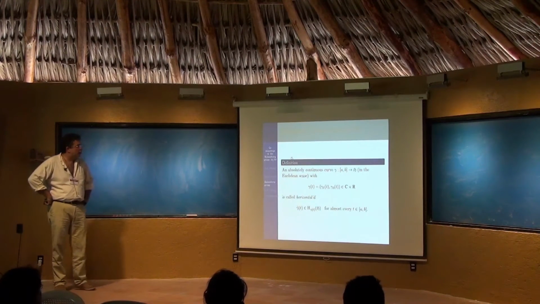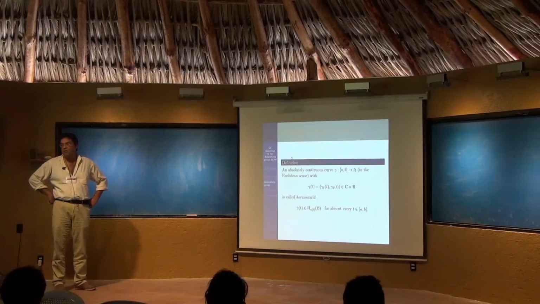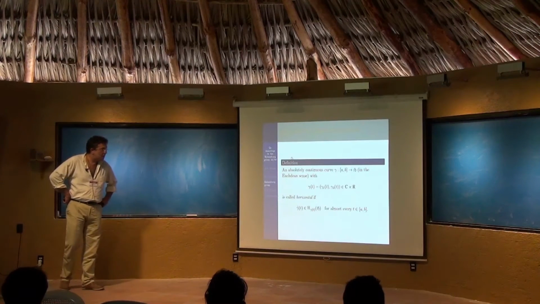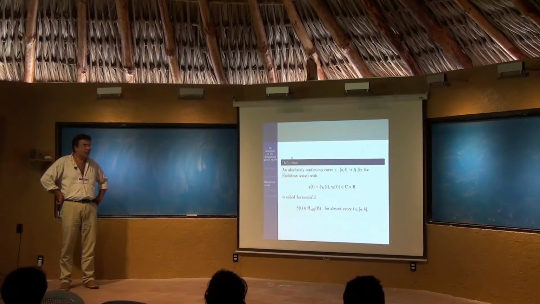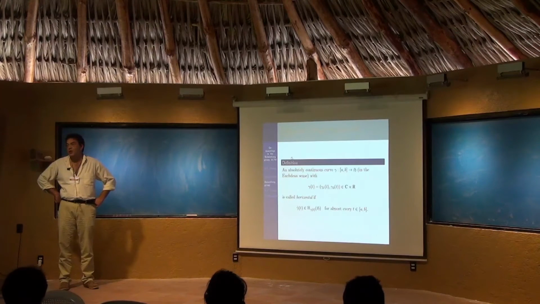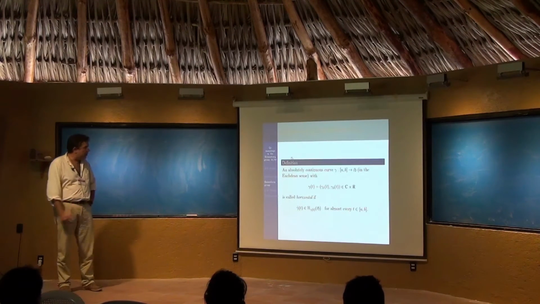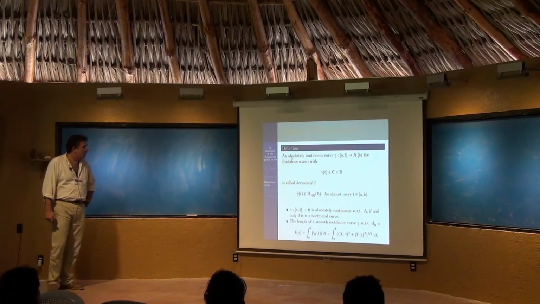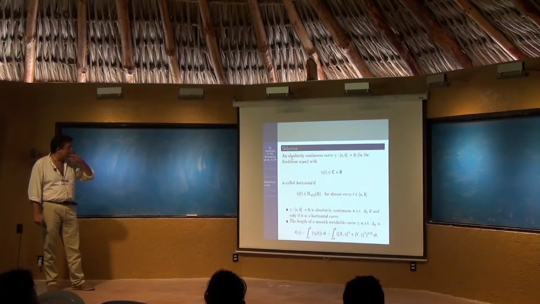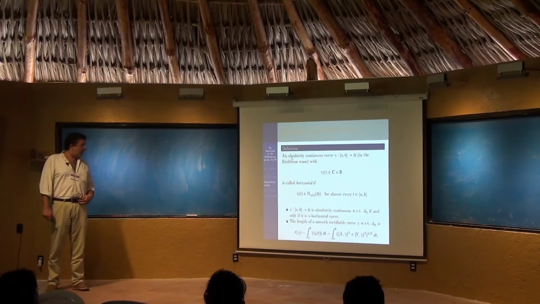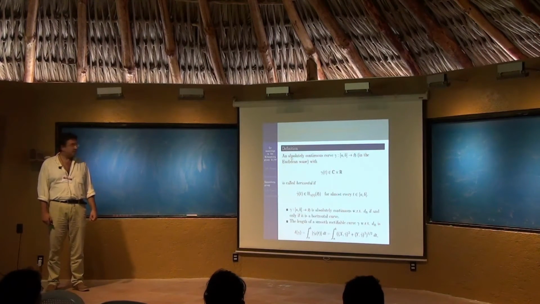We have to talk about horizontal curves here. An absolutely continuous curve is horizontal if its derivative is in the horizontal space of the Heisenberg group. Now, this relation has several consequences. It is absolutely continuous with respect to the Koranyi-Reimann metric, and this happens if and only if it is a horizontal curve.